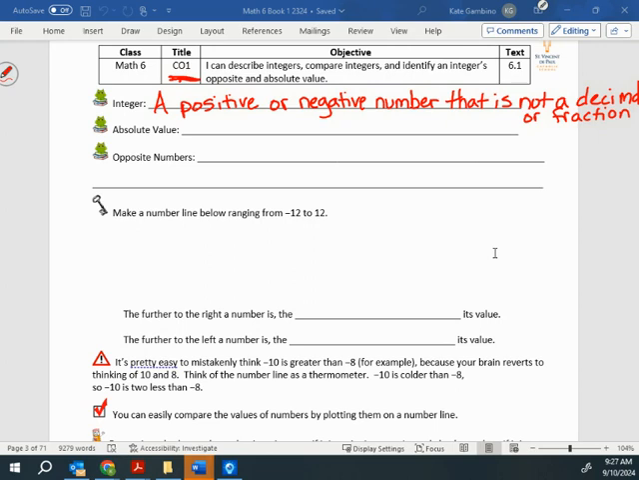The absolute value is the distance of a number from 0. And opposite numbers are two numbers.